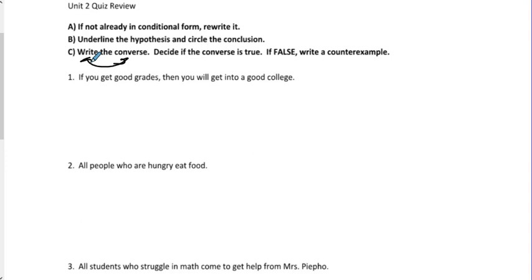So, if you get good grades, then you'll get into a good college. We have if, we have then, all right? So we're good to go. We don't have to rewrite it. So, A is done. B, underline the hypothesis: you get good grades. Circle the conclusion: you'll get into a good college. Now, the converse. Just switch these.